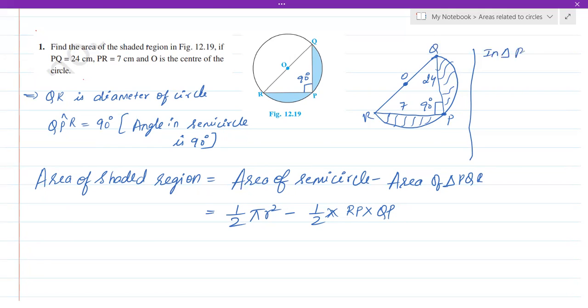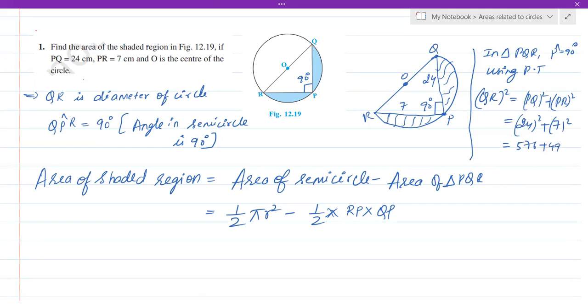So in triangle PQR, angle P is 90 degrees. Therefore, using Pythagoras theorem, the square of the hypotenuse, that is QR square, will be equal to PQ square plus PR square. PQ is 24, so 24 square plus 7 square. 24 square is 576, 7 square is 49. So 576 plus 49 is 625. Therefore, QR square is equal to 625, which implies QR is square root of 625, which becomes 25 centimeter.